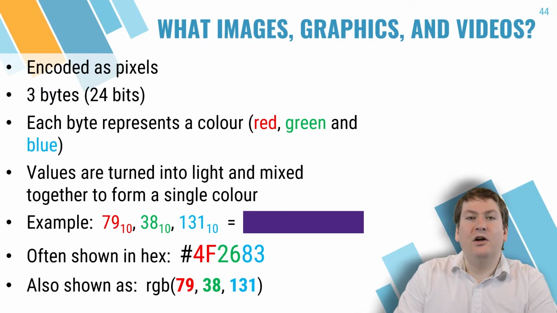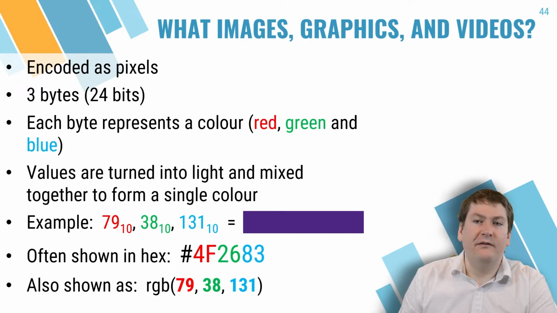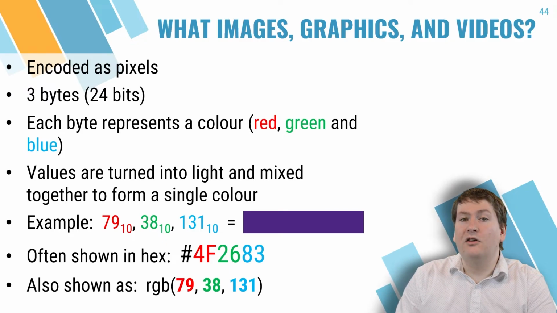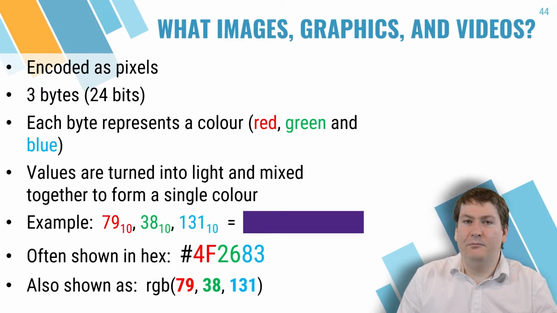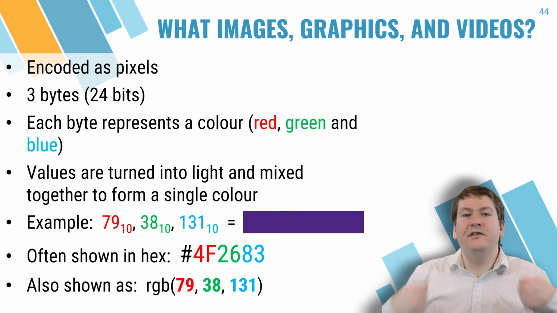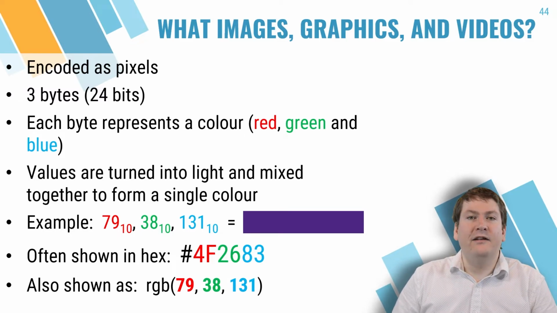Now, if you've ever done web development or worked with things like Photoshop, you often see these colors represented in a different way, usually in hexadecimal. So we saw decimal, those are the numbers we use already, at base 10, what you can count to on your fingers. And we also saw binary, that's just ones and zeros. Hexadecimal is a similar idea, except it's a base of 16.